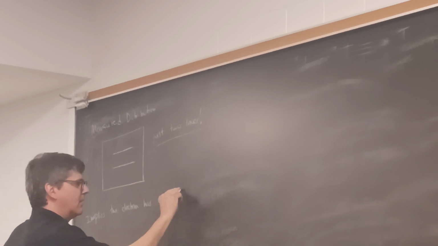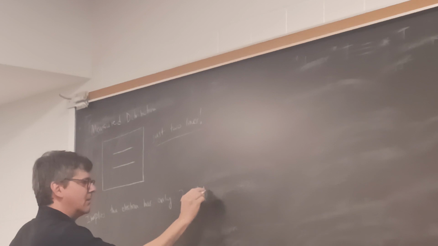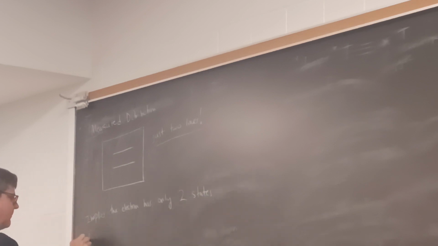Yeah, okay, so this was a huge, huge deal. We just got two lines. So this means the atom has two states for the magnetic moment.